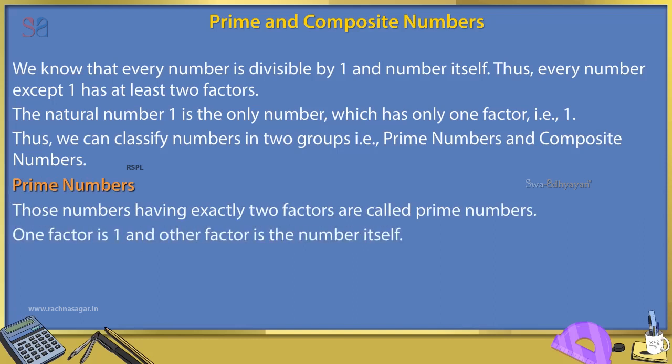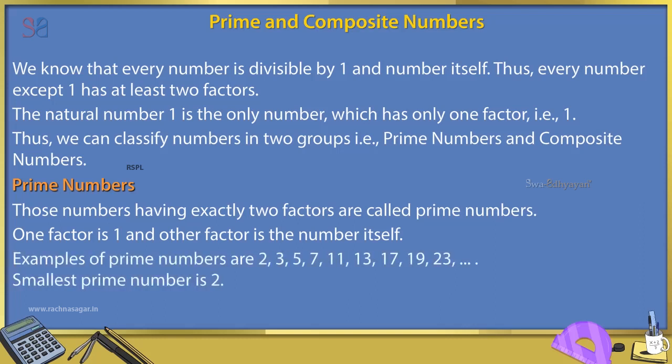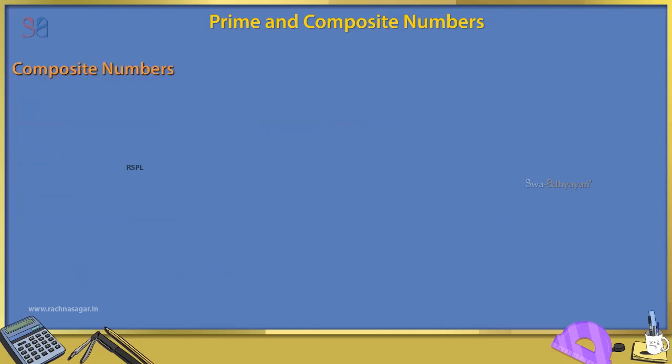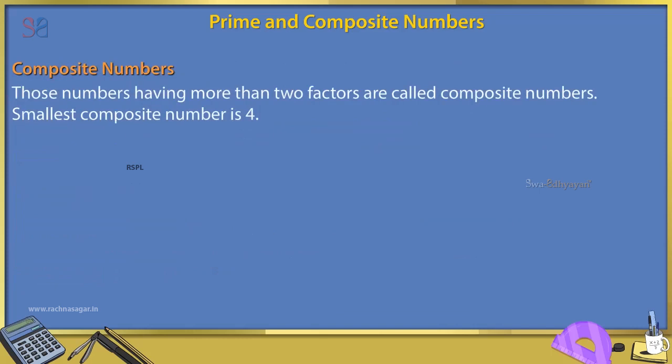One factor is 1 and the other factor is the number itself. Examples of prime numbers are 2, 3, 5, 7, 11, 13, 17, 19, 23 and so on. The smallest prime number is 2. Composite numbers: those numbers having more than 2 factors are called composite numbers. The smallest composite number is 4.